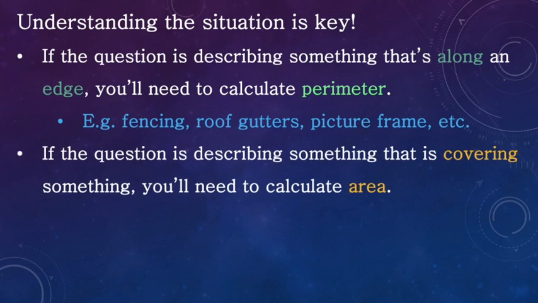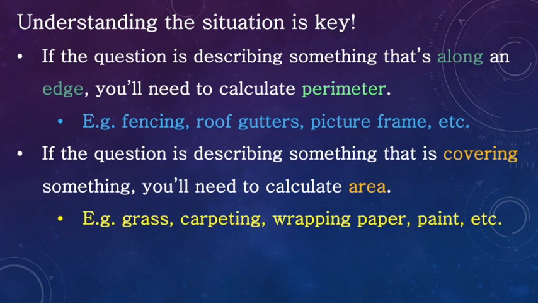Now, for area, the question is going to be describing something that is covering something else. All right, so for example, we have grass, which covers the field, carpeting that covers the floor, wrapping paper that covers the gifts, and paint that covers a wall.